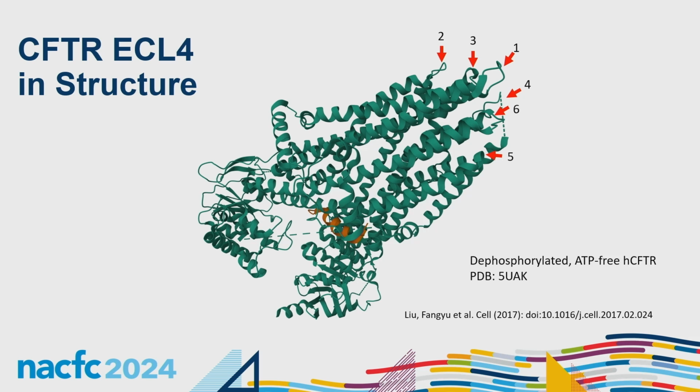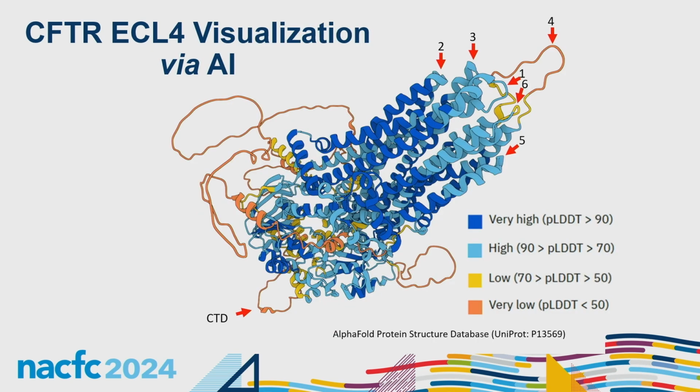Nowadays we can do our job nicely with AI, right? So here's the AI predicted model. We used the AI platform called AlphaFold to predict this structure. And it seems like the extracellular loop is protruded from the CFTR body.